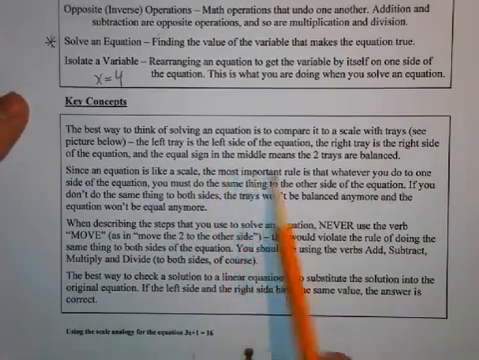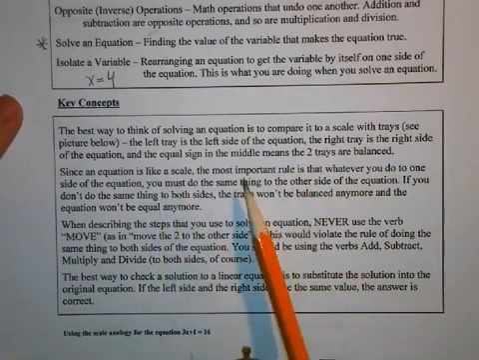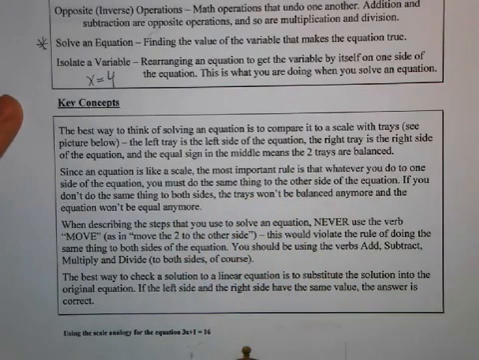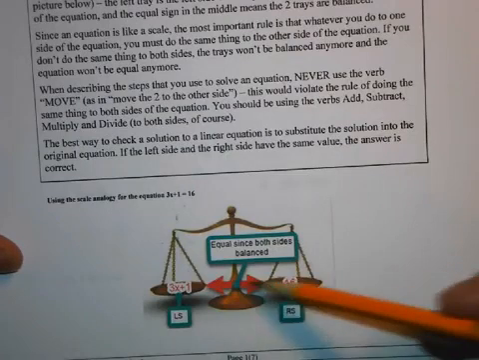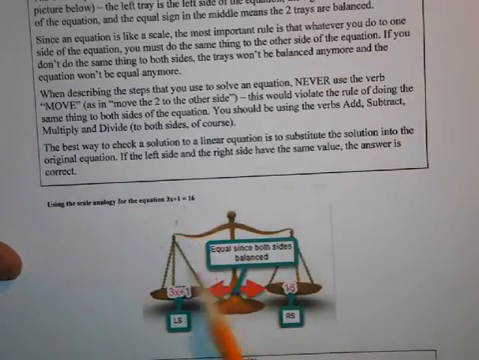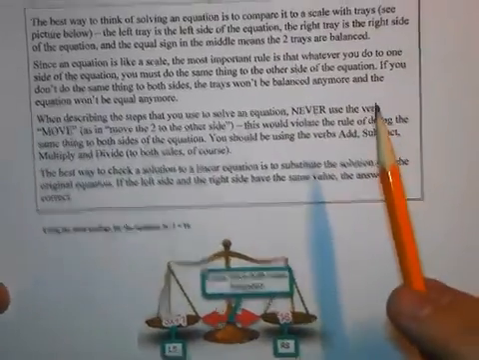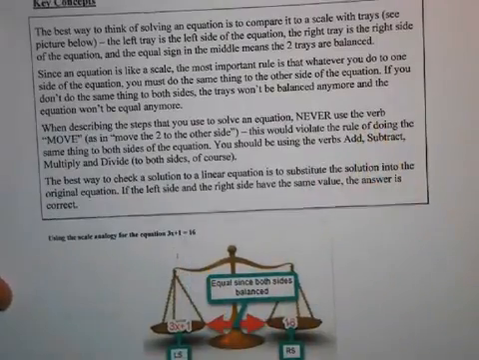I've talked about this here. The best way to think of solving an equation is to compare it to a scale with trays. See the picture below. The left tray is the left side of the equation, the right tray is the right side of the equation, and the equal sign in the middle means the two trays are balanced. As soon as it's not balanced, they're no longer equal. But when you start off with an equation, they are equal, and it's our job to make sure that it keeps on being equal.